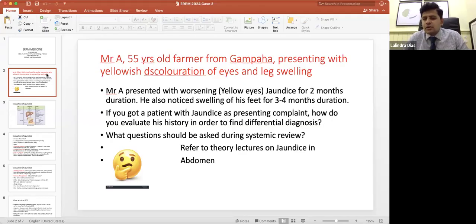When was it first diagnosed? How was it diagnosed? Was it intermittent or progressive? How long are you having this? How was the progression? What is the urine color? What is the stool color? Is there any pruritus? Are there any anemic symptoms?